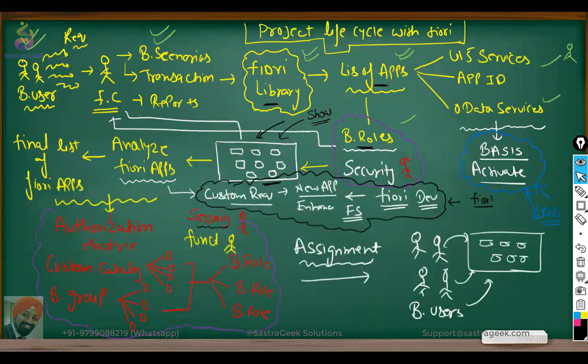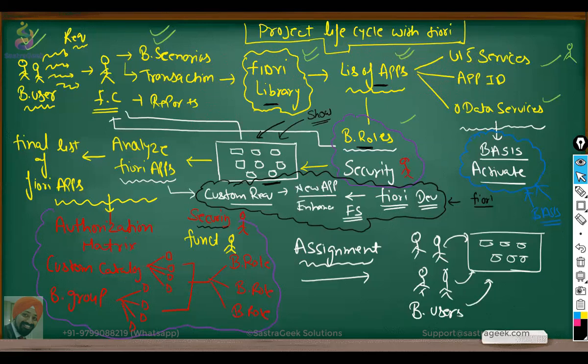The next thing we did was discuss the project lifecycle with Fiori: once you are in a Fiori project, what things you would be doing, how a business user would come up with the requirements, and how you would decode these requirements into the requirements of Fiori applications using a Fiori library, and then using all the technical aspects we have discussed, identifying the OData services, UI5 services, communicating with the security consultant and the basis consultant, and then getting a role assigned to yourself first.